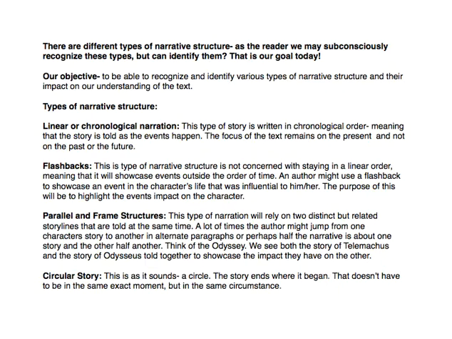So you're going to answer a couple questions about those 4 types. Practice identifying the types of narrative structure and some examples in the next video.